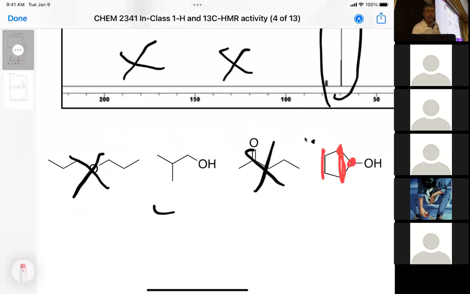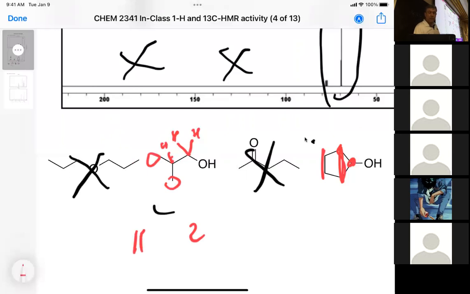So that means that these 2 protons here are only next to 1 proton. So our N is 1, so N plus 1 is equal to 2. That would be a doublet right there. Now these right here, those 2 methyl groups, are only next to 1 hydrogen right here. So that means those are going to be split into a doublet.